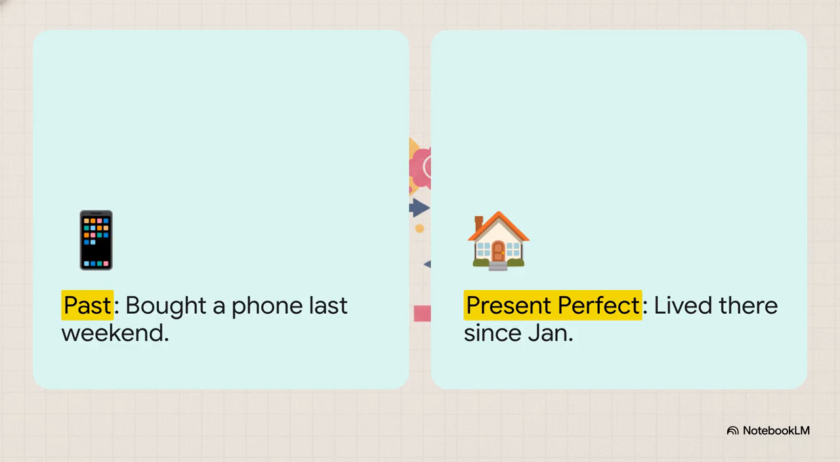Now, are you ready for a Master Detective challenge? Enter the present perfect tense. Listen to this sentence. I have lived there since January. Words like since or for act just like a bridge, beautifully connecting an action that started in the past and continues right up to the present. You use has or have plus the past form of the verb. It's quite literally a bridge connecting yesterday directly to today.